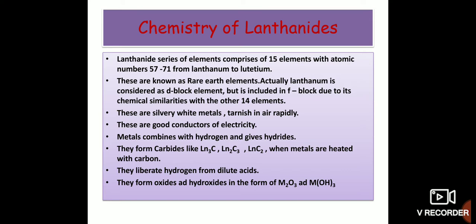Coming to the chemistry of lanthanides, the lanthanide series actually consists of only 14 elements, as lanthanum, which is a d block element, is included here in the F block. Because of the chemical similarities, it is included in F block elements. So totally we have 15 elements for lanthanides. They are very good conductors of electricity. They give hydrides and carbides, and they liberate hydrogen from dilute acids. Also they form oxides and hydroxides of the form M2O3 and M(OH)3. So this is about the chemistry of lanthanides.